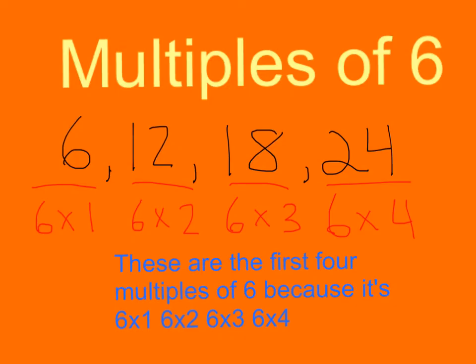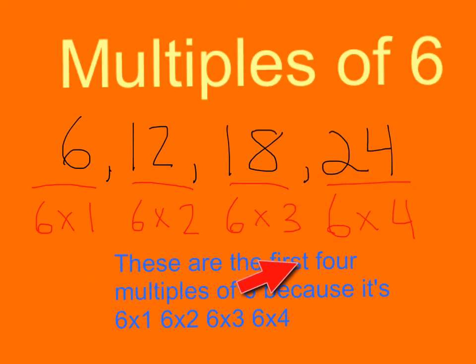This example will show students the multiples of 6. The first multiple of 6, 6 times 1, is 6. The second multiple, 6 times 2, is 12. The third multiple, 6 times 3, is 18. And the last multiple for the first 4 multiples, 6 times 4, is 24.